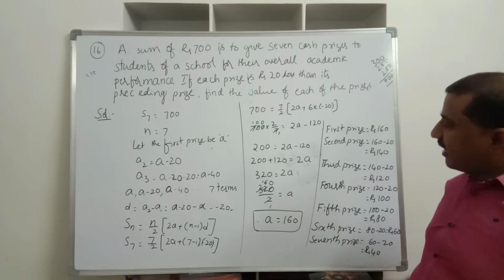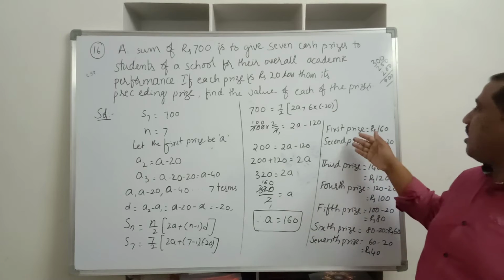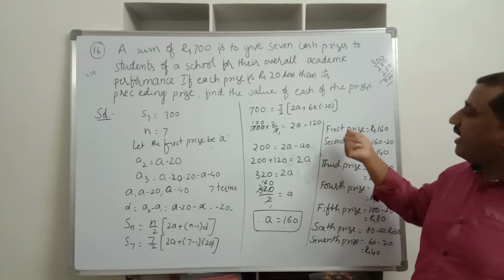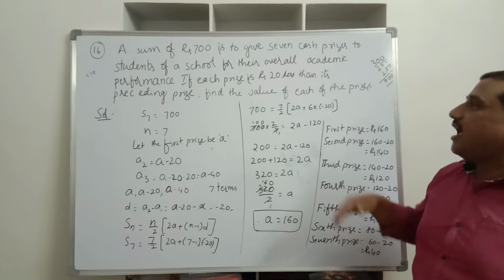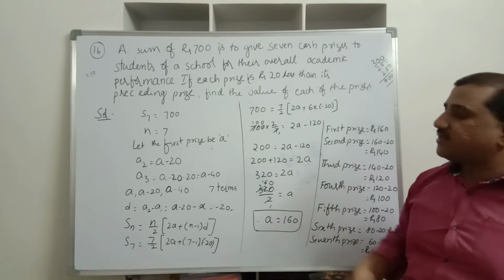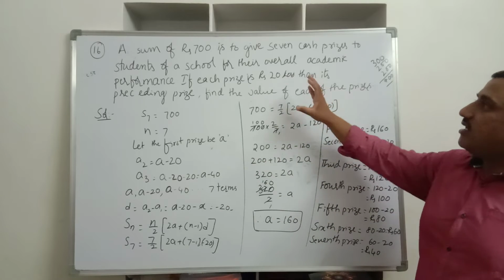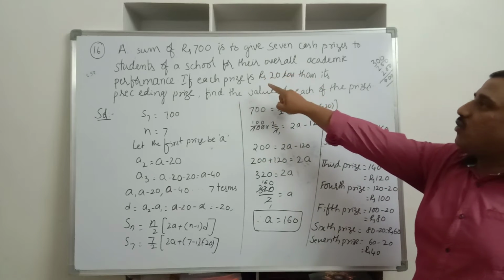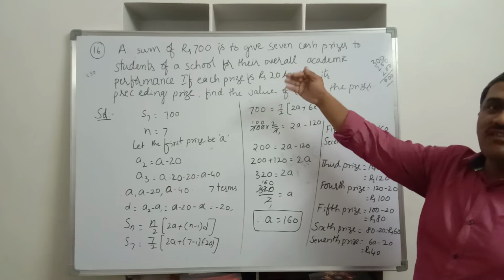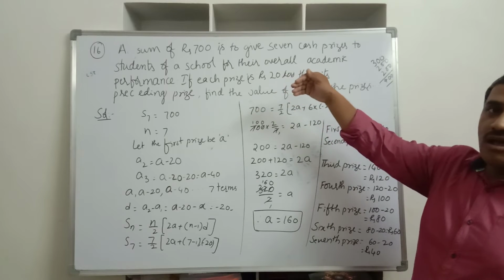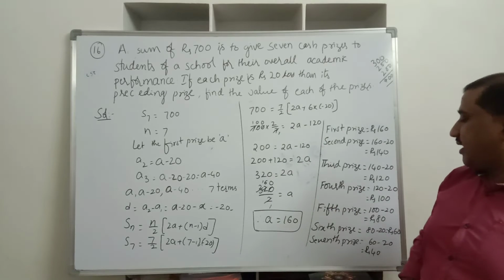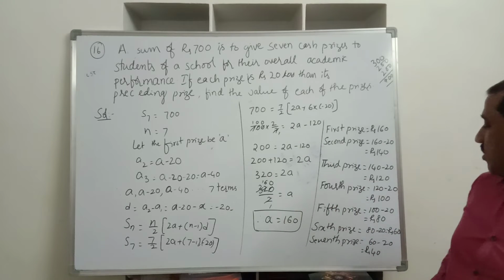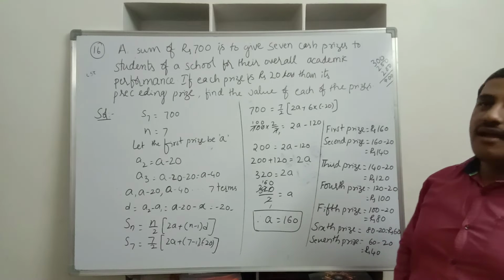So like this we will find the amount of each prize by finding the value of a and the common difference. As usual, using the sum of n terms of the arithmetic progression, as the total amount is given as 700 rupees, the sum of the amounts of 7 cash prizes, that is S7, is equal to 700. So like this we will find the amounts of the prizes. Is it clear, children?